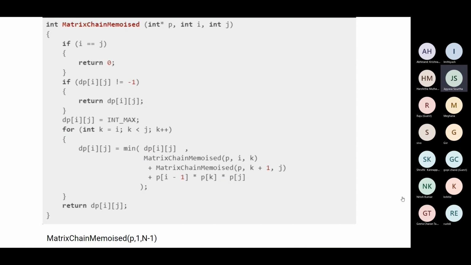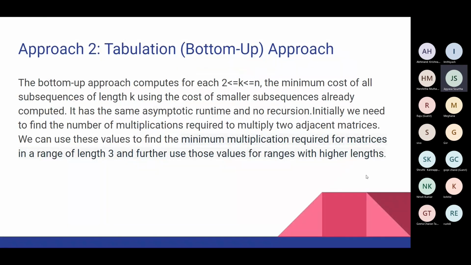Let's go to the next approach, the tabulation or the bottom-up approach. As discussed earlier, the bottom-up approach starts from the base, solves the smaller sub-problems, and then uses those to compute the answer to the bigger sub-problem. Unlike the top-down approach, the bottom-up approach does not have recursion in it. It is also called the iterative approach because you start from the base.